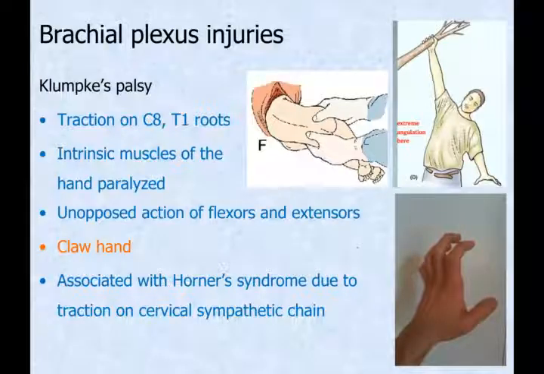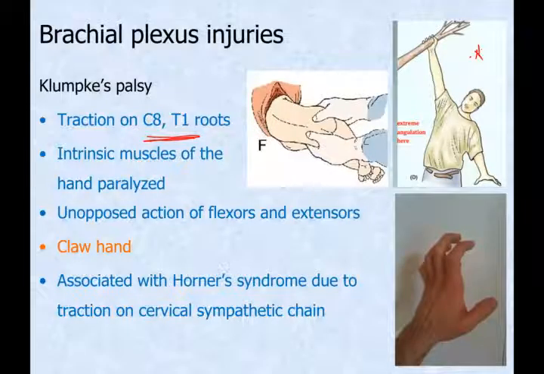Then the other side of the brachial plexus can get damaged, quite opposite to the Erb-Duchenne palsy. In Klumpke's palsy, the lower nerve roots can get damaged. It's C8 and T1 nerve roots. C8 and T1 nerve roots can get damaged. Now, the reason could be this.